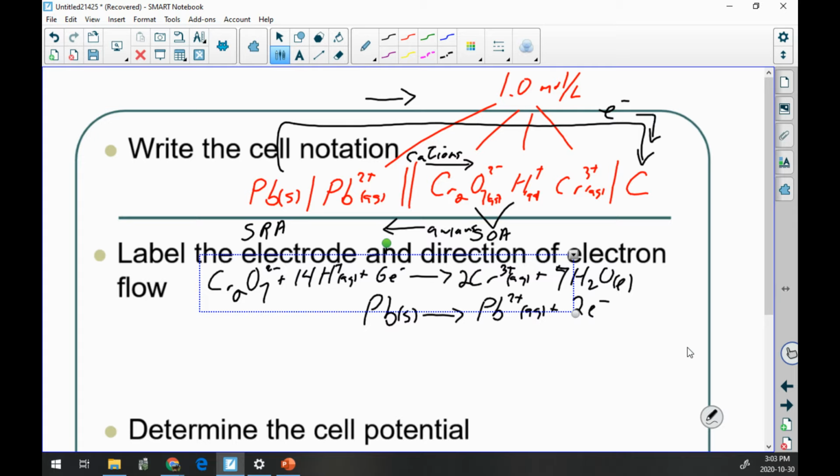Now, before we do the cell potential, what can we see? In our anode, our lead is losing mass because we're using it up. So that's, again, one entity that you can see. There's no solid at the cathode, so no mass change at the cathode.